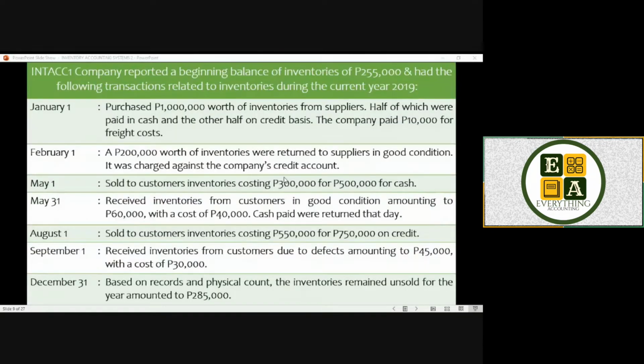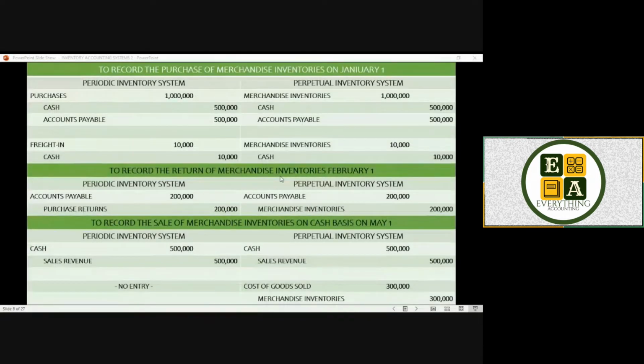Next, May 1, sold to customers inventories costing 300,000 for 500,000 cash. Ibig sabihin yan, nagbenta tayo dun sa customers ng inventories. Yung pagkabenta natin is 500,000 cash. Pero yung pinaka-cost lang doon niya is 300,000. So, yung journal entry dyan, under periodic inventory system, debit tayo ng cash kasi cash basis naman daw.